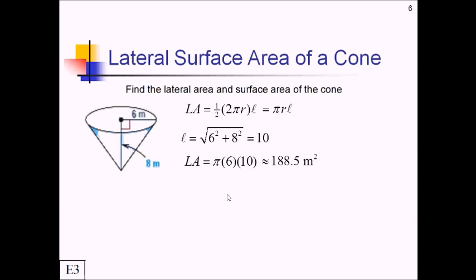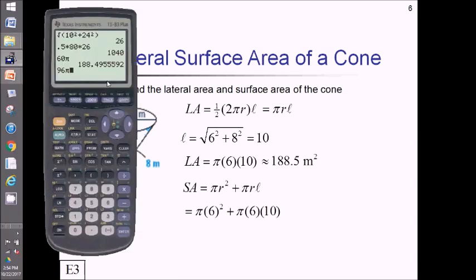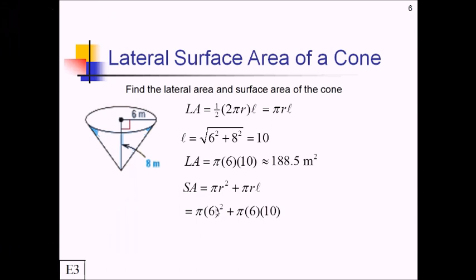Now, for total surface area, we have our lateral surface area, pi r L, plus the area of that circular base, which is pi r squared. So there's the MCAS formula for surface area of a cone. So we're going to have pi times 6 squared plus the lateral surface area. So that's 36 pi and 60 pi, or 96 pi. And that's all going to come out to 301.6 square meters.